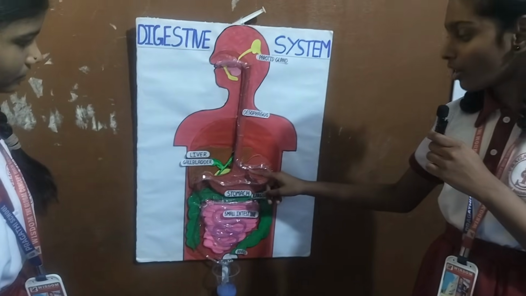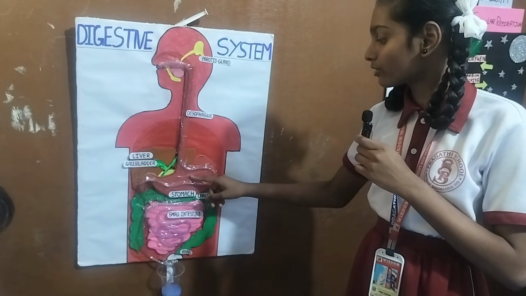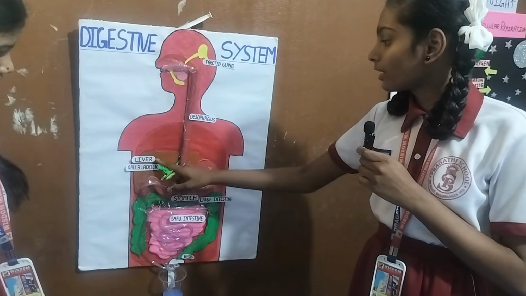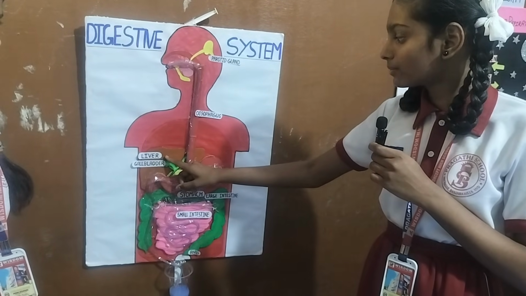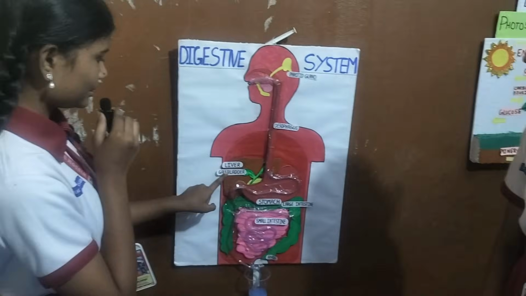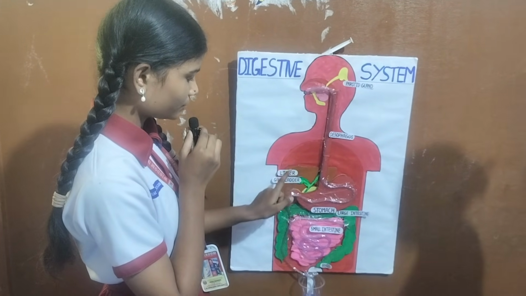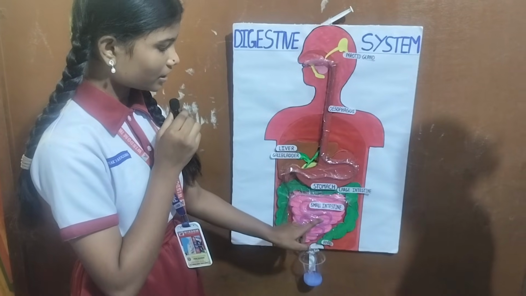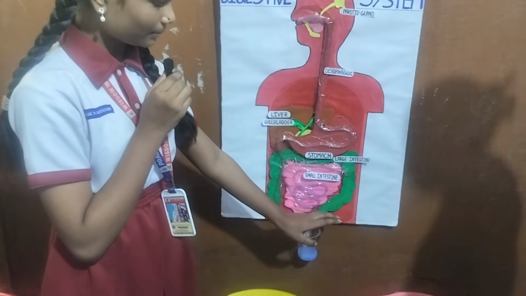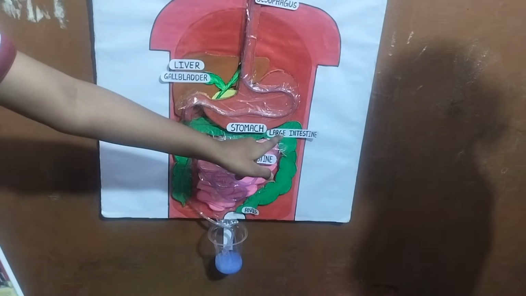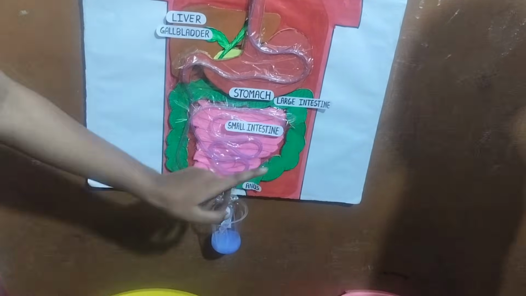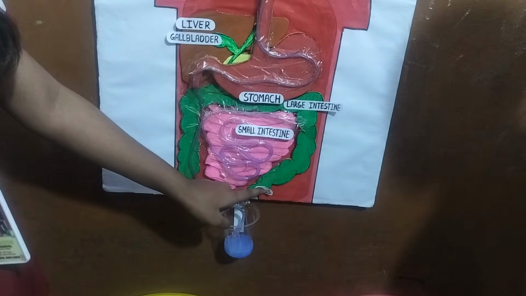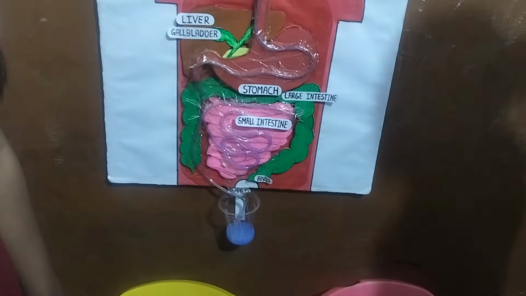The stomach mixes the food with digestive juices and breaks it into semi-liquid form. The liver produces bile, which helps in digestion of fats. Gallbladder: it stores the bile juice from the liver. Small intestine: digestion is completed here, and nutrients are absorbed into the blood. Large intestine: it absorbs the water and remaining food. Anus: undigested waste is removed from the body through the anus.